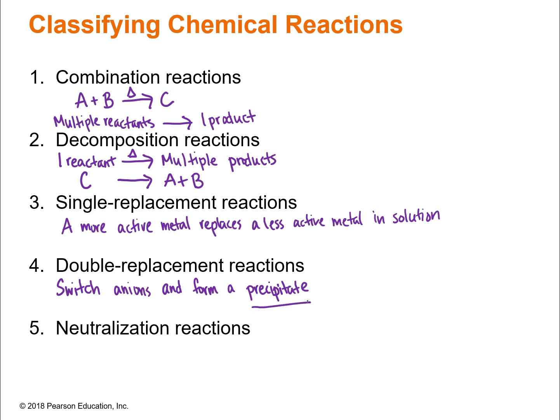They have to form a precipitate in order for it to be a double replacement reaction.